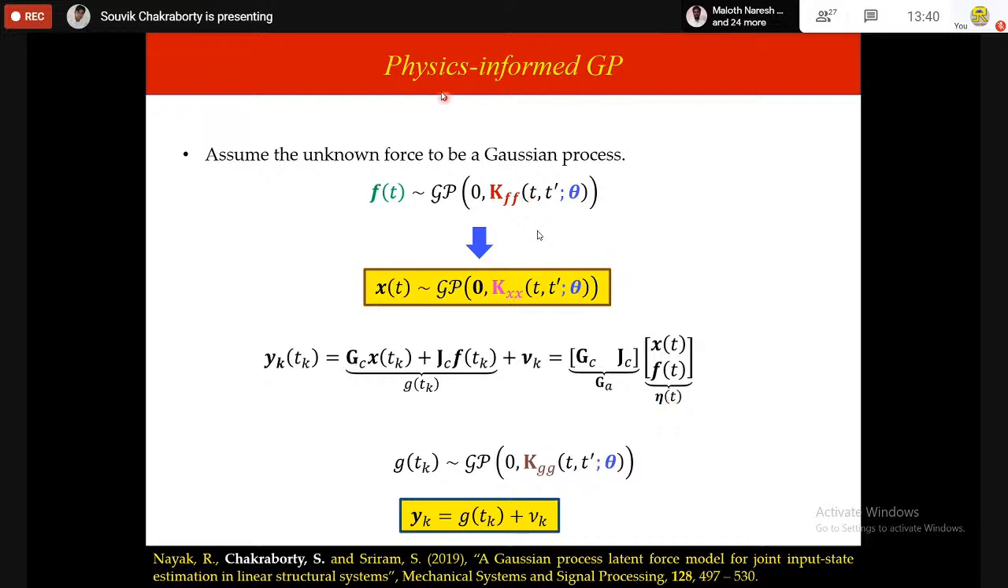And this physics informed GP is also known as Gaussian process latent force model. So the idea is to identify the latent or hidden force, an unobserved force. So you can have a look if you want to know more about this, how we arrive at this point.